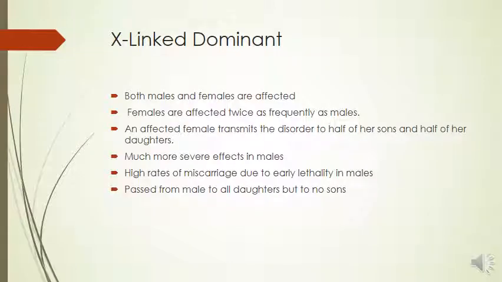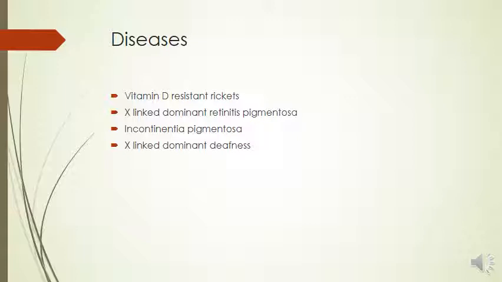In the case of X-linked dominant diseases, they affect both males and females. Females are affected twice as frequently as males. An affected female transmits the disorder to half of her sons and half of her daughters. It has much more severe effects in males. There's a high rate of miscarriage due to early lethality in males, and it's passed from male to all daughters, but to no sons. Some of the diseases that are X-linked dominant are vitamin D resistant rickets, X-linked dominant retinitis pigmentosa, incontinentia pigmentosa, and X-linked dominant deafness.